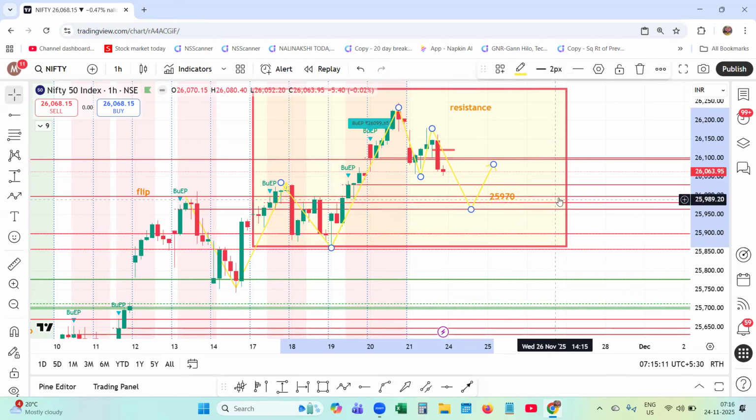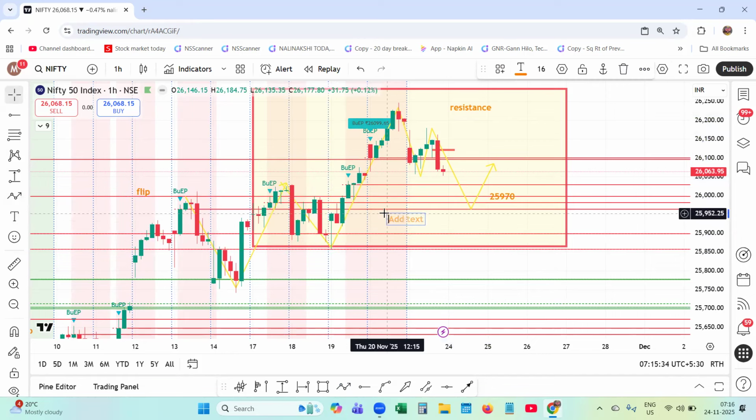With these levels, minor levels matter in option trading. Traders first stop at this level, and again they stop at this level. One week will come and it will go up. So until 25,962 is the safe zone. Safe zone for the market is 25,962. A small 10 points or 5 points matters in option premium.